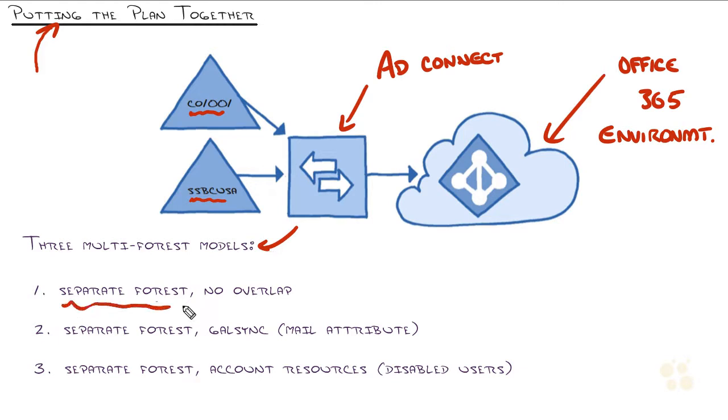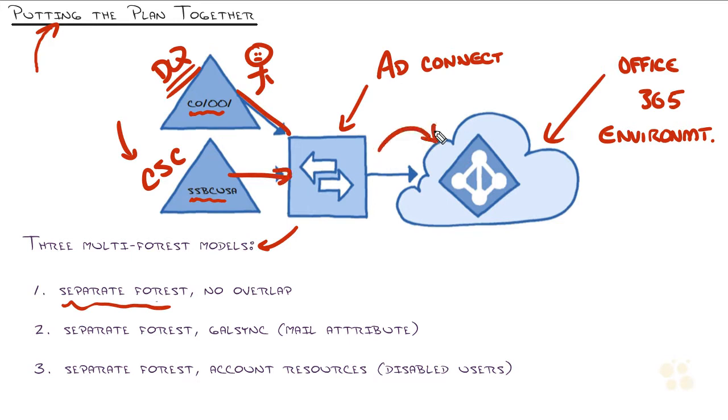First off is a separate forest with no overlap. This is great for organizations that acquire each other. So let's just say Dairy Queen has acquired Cold Stone Creamery and wants to make their delicious, rich ice cream all template and gross like the Dairy Queen ice cream. Well, in that case, you have different user accounts in each one of those domains, and you'd be merging them together into a single Office 365 environment. It's not what we're doing here.